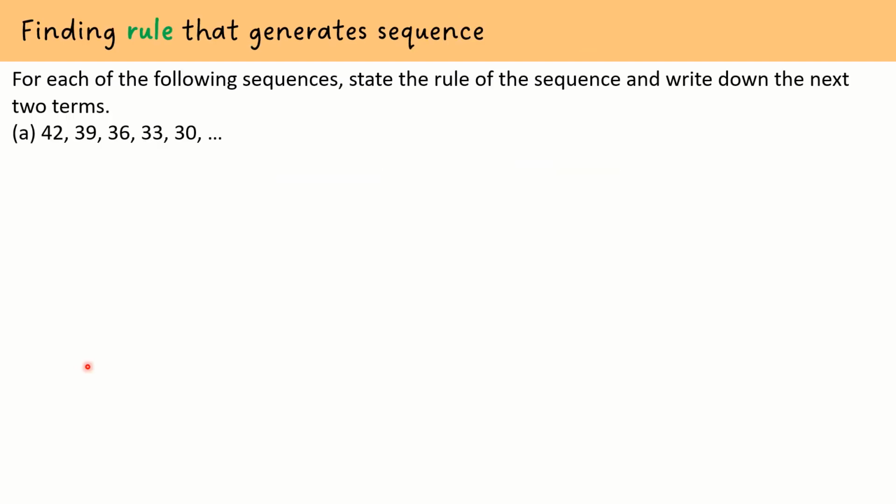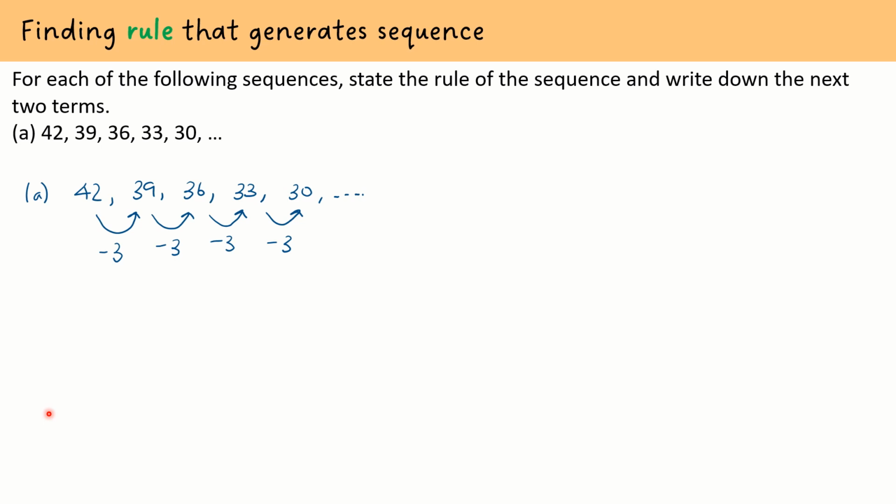Let's start by taking a look at this question here, where we're trying to find the rule that generates the sequence. So in this very first sequence, we have 42, 39, 36, 33, and 30, and then, of course, so on and so forth. In this number sequence, what do you think is the pattern going on? I hope that you're able to recognize that the pattern going on is that there's a subtraction of 3 from one term to the other. So from 42 to 39, it is a subtraction of 3. And then from 39 to 36, there's also a subtraction of 3.